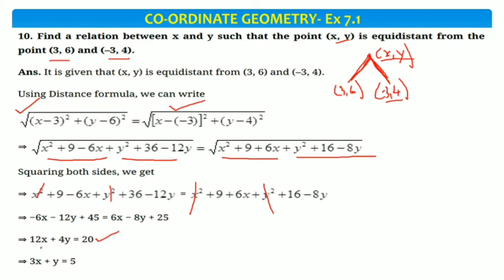On doing this, 12x plus 4y equals 20. We can take 4 common. So finally our equation will be 3x plus y equals 5. So we are watching, this is the relationship between x and y in the form of an equation. So this way we can find the relationship between x and y, which is equidistant from this and this point.